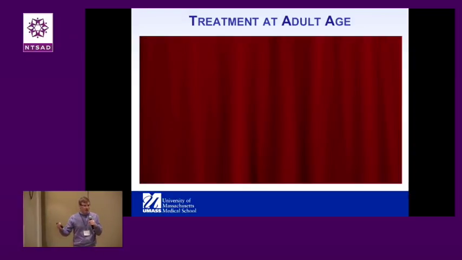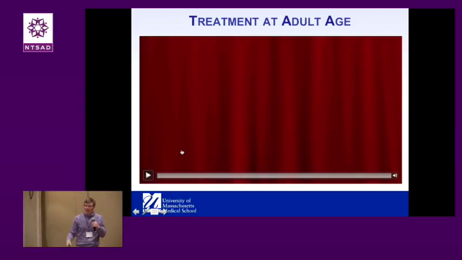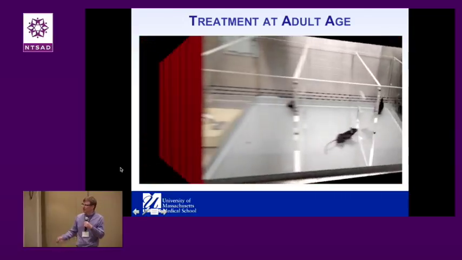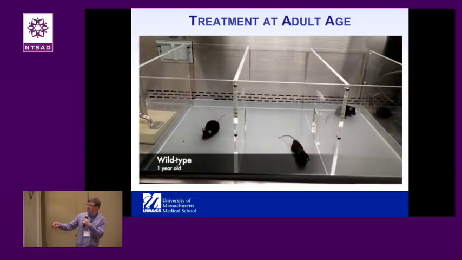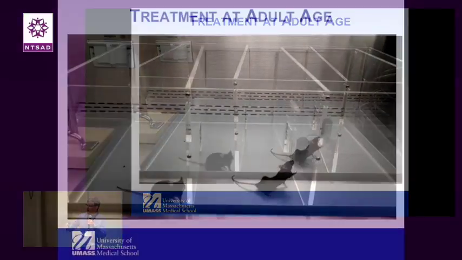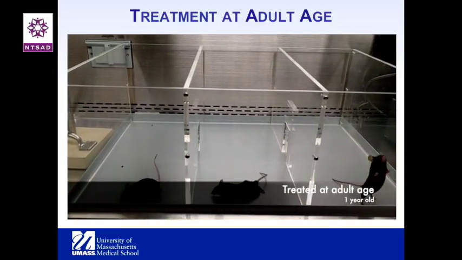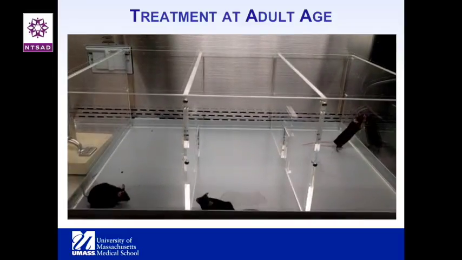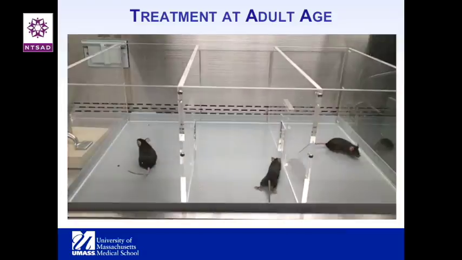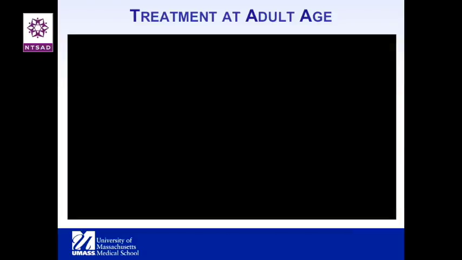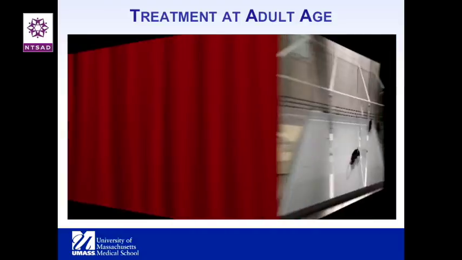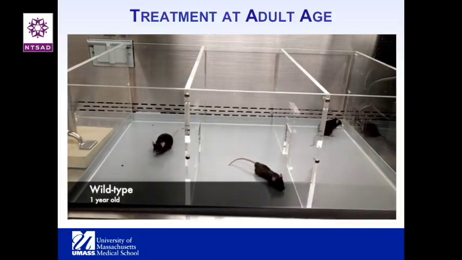And then we moved even further. Now we started treating mice at adult age. You see here on the left a wild-type mouse. In the middle, an untreated mouse, you can see very severe movement disorder. It looks very skinny, a little hunched. And on the right, you see a mouse that was treated at adult age. 5 minutes? Okay, thanks. And they're basically moving as wild type. Can you go on one more?